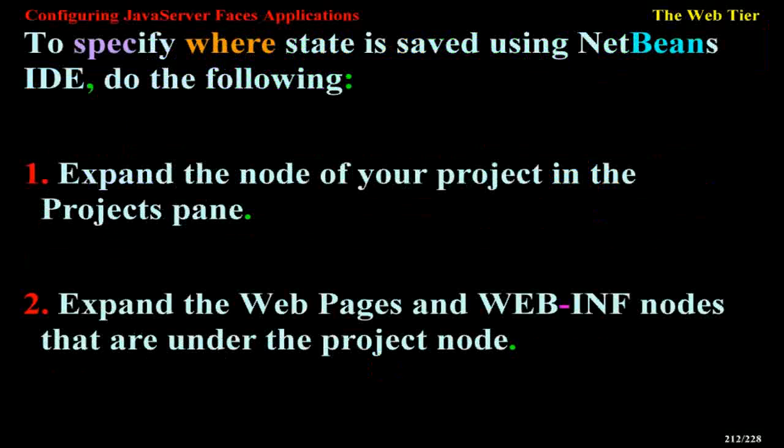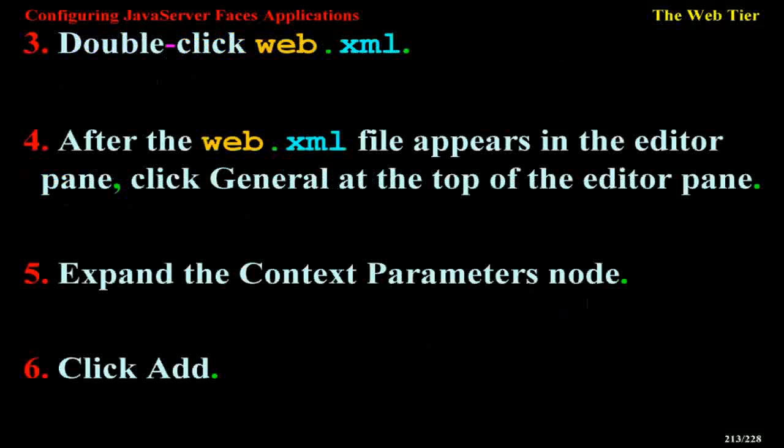Expand the node of your project in the project's pane. Expand the Web Pages and WEB-INF nodes that are under the project node. Double-click web.xml. After the web.xml file appears in the editor pane, click General at the top of the editor pane. Expand the Context Parameters node.